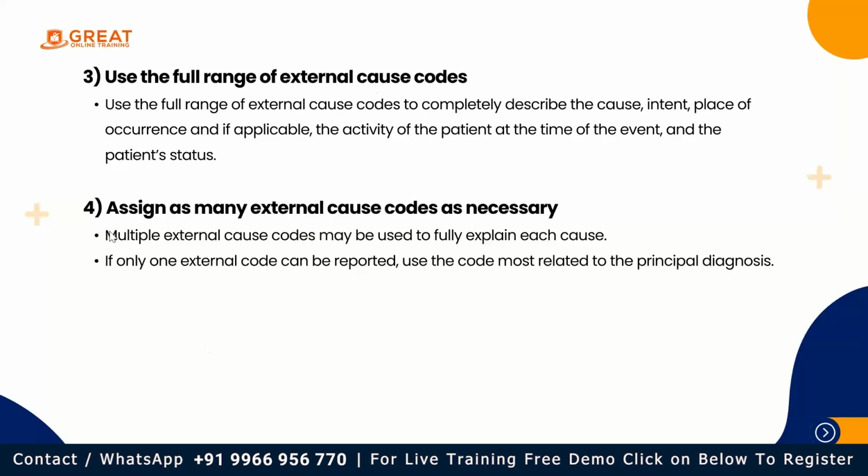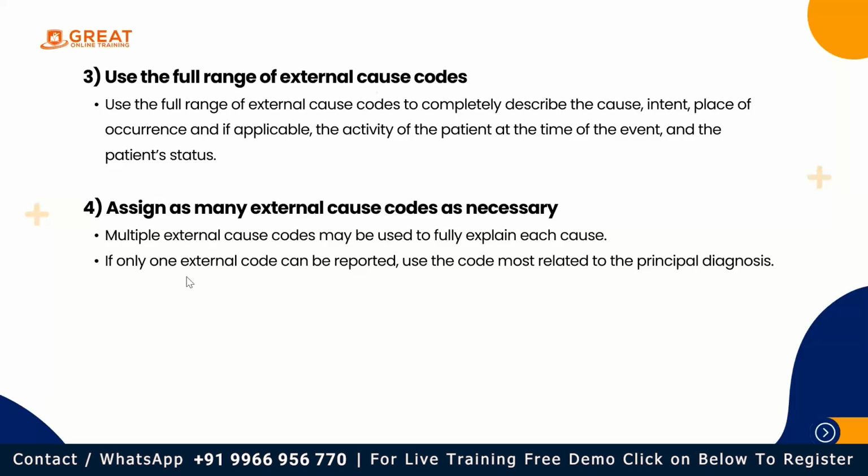Next point, assign as many external cause codes as necessary. Multiple external cause codes may be used to fully explain each cause. Sometimes there are many external causes for some injury or wound, and at that time you can use multiple codes to fully explain each cause. If only one external cause can be reported, use the code most related to the principal diagnosis. Principal diagnosis means the actual reason for the encounter.